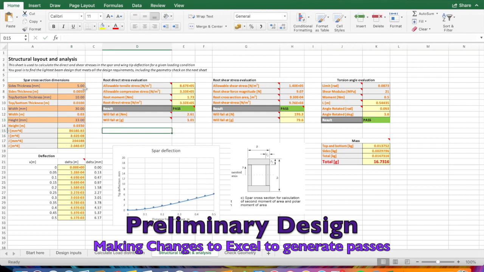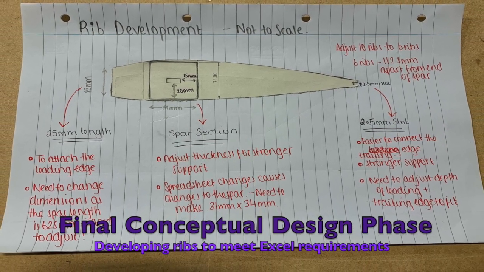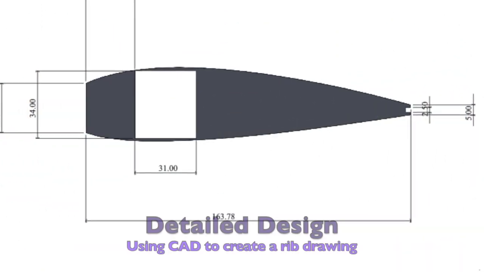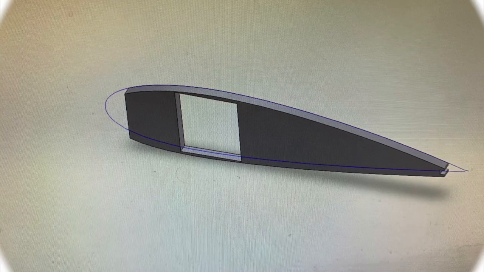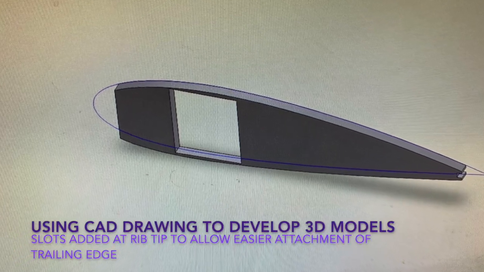Material was limited to a 5mm thickness, so tripling the material used increased the spar thickness. A rectangular spar was settled upon to ensure passes and the final design was developed. A CAD drawing was created in SolidWorks and also a 3D model to represent the changes made in Excel.